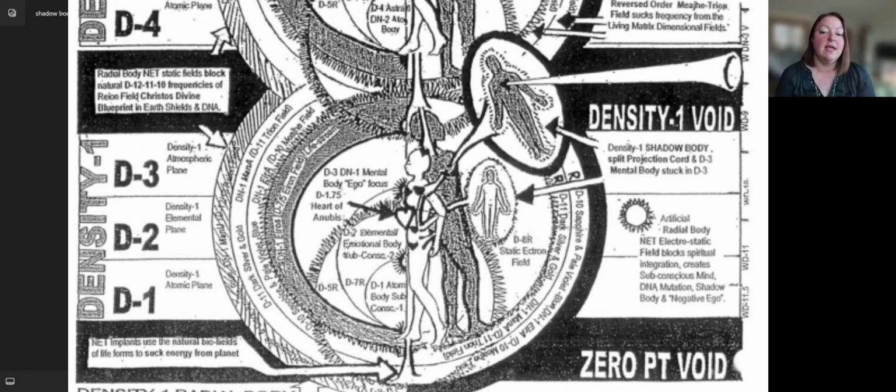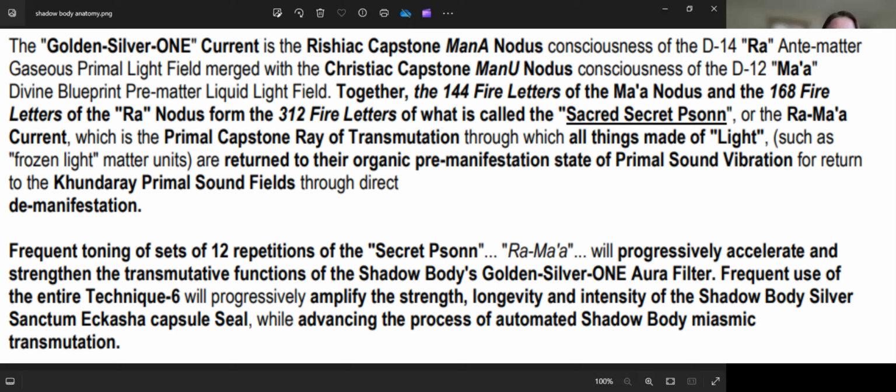Together they meet, and imagine that the pale silver D12 Maharic and pale gold D14 Ki Rashe currents combine within the EMB to form a pale, sparkling, golden silver sphere, the golden silver one at the EMB point. Within the pale golden silver one sphere at the EMB point, take a deep Maharic breath from Earth's core, drawing Maharic current into the center of the golden silver one sphere at the EMB.